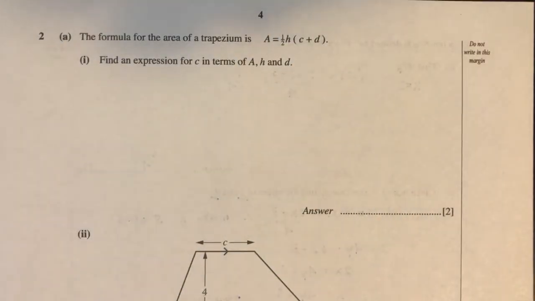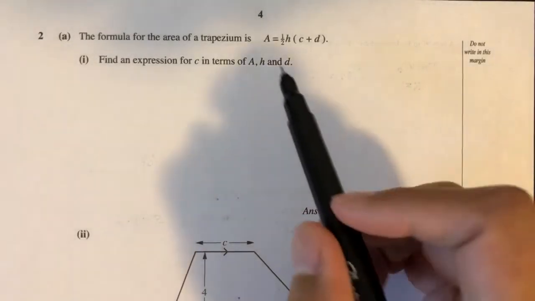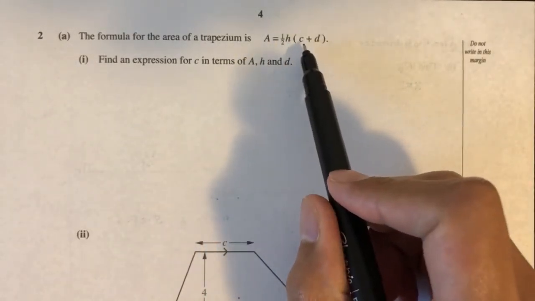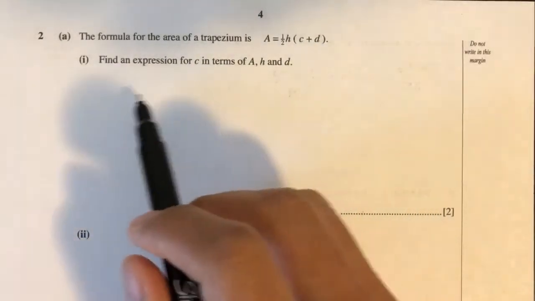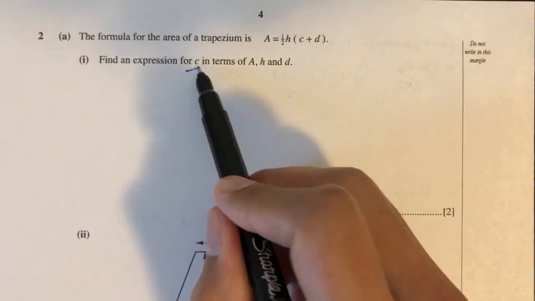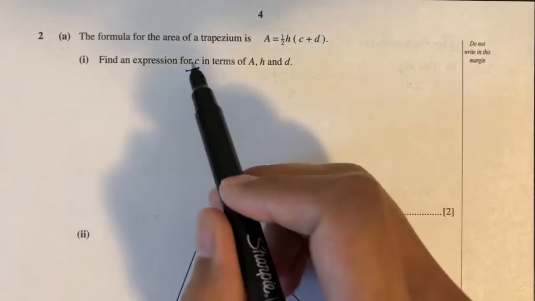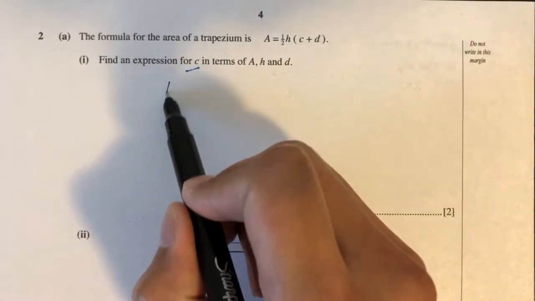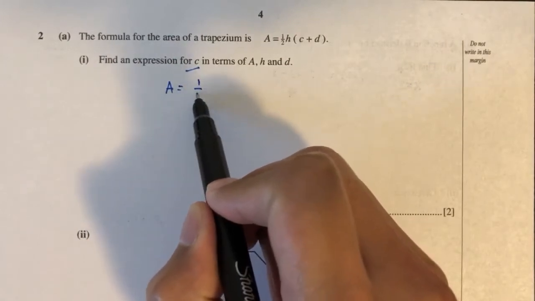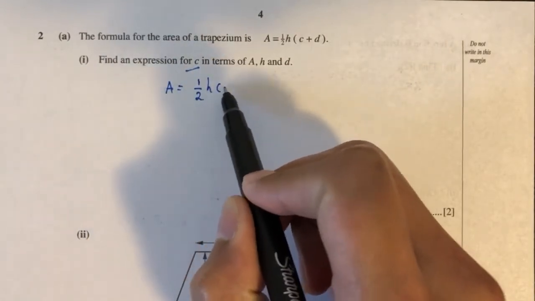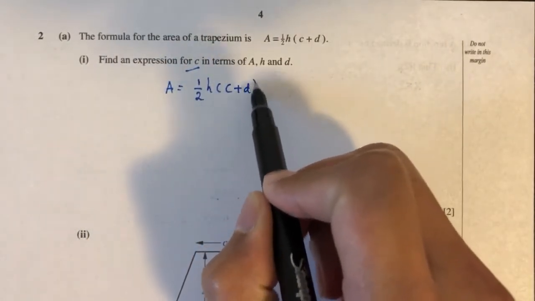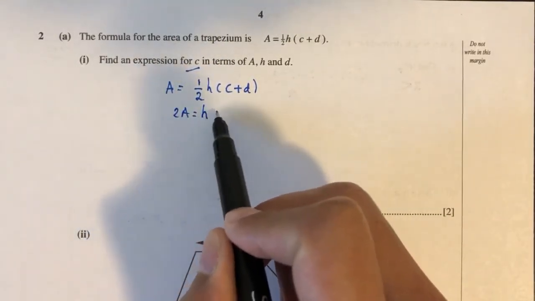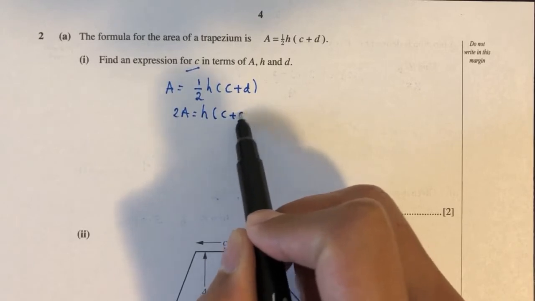Question number 2. The formula for the area of a trapezium is a equal to half times height times c plus d. Now, find an expression for c in terms of a, h, and d. So basically, we have to make c the subject of the formula. So at first we have a equal to half h times c plus d. So we can send this half over here. We have 2a equal to h times c plus d.